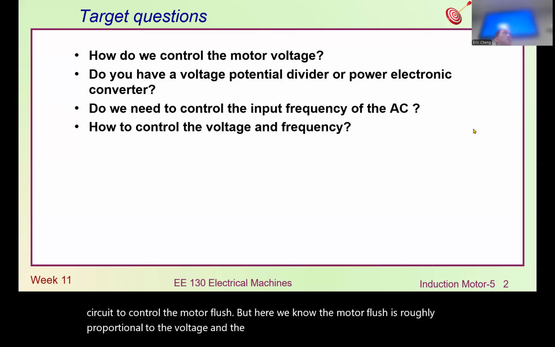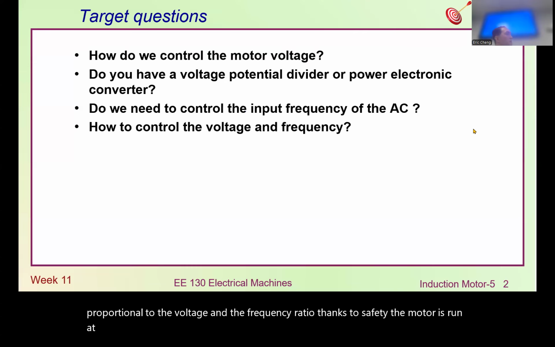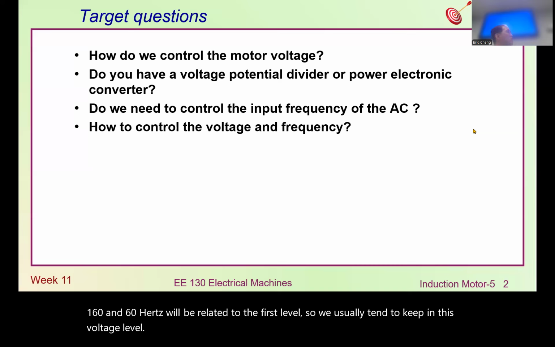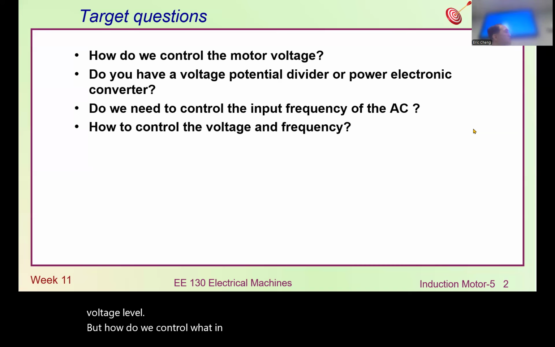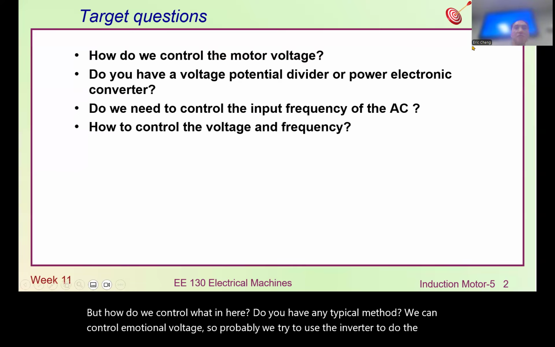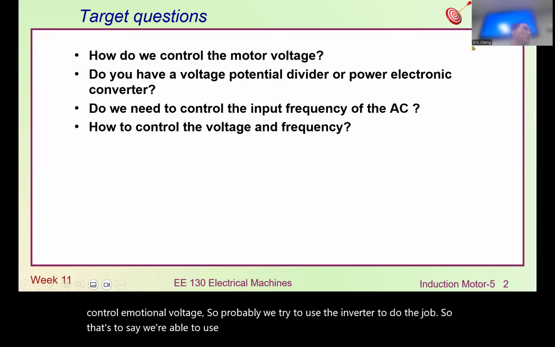That's to say, if a motor is running at 460 volt and the frequency is 60 hertz, then this ratio of 460 and 60 hertz will be related to the flux level. So we usually tend to keep this voltage level. But how do we control the voltage in here? Do we have any typical method we can control the motor voltage? So probably we try to use the inverter to do the job. That's to say we're able to use an inverter to control the motor voltage.